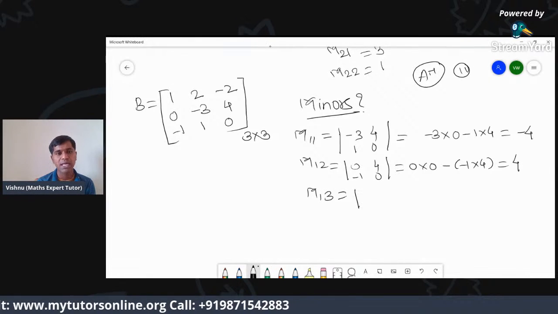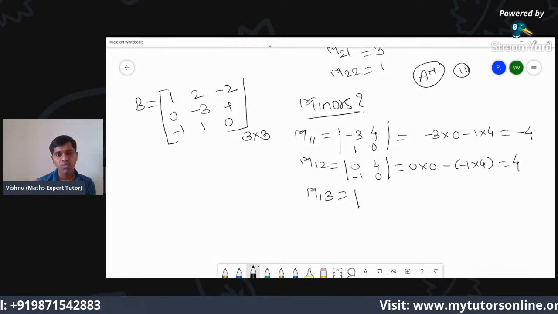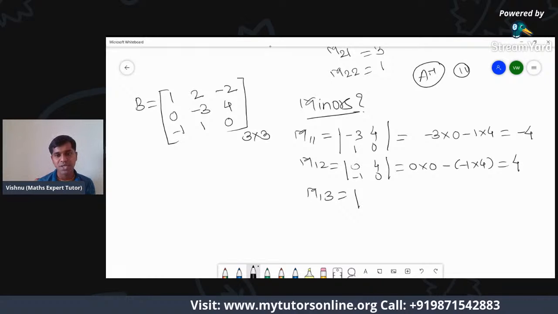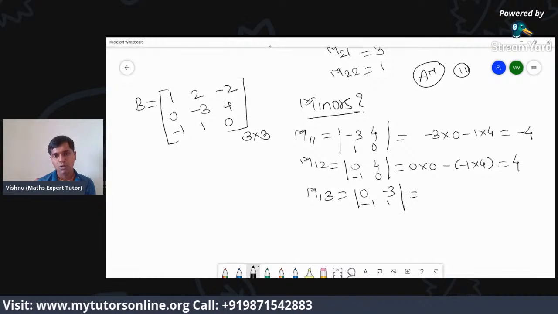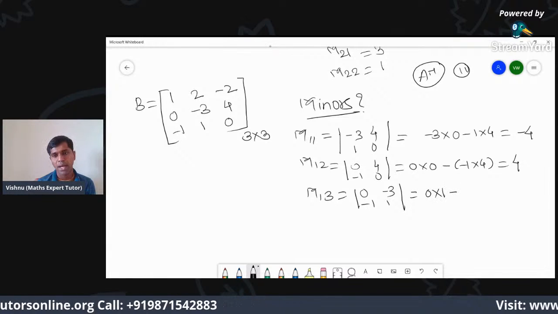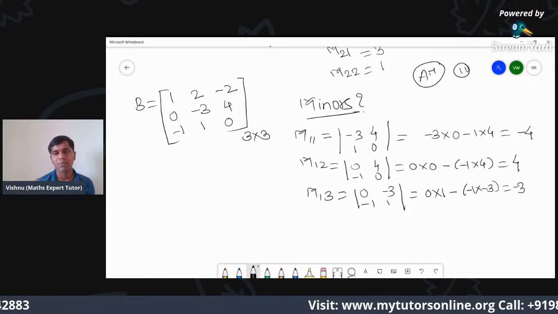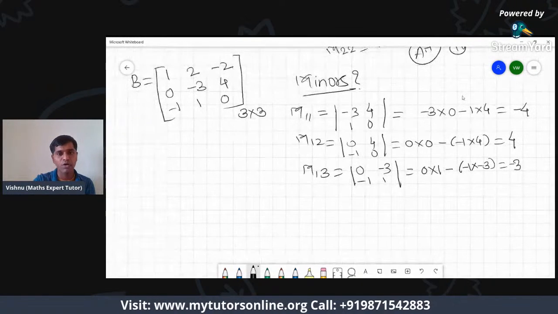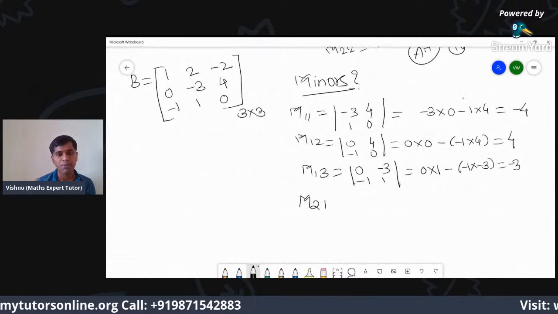M13. So the first row will get completed now. First row and third column. So 0 minus 1 minus 3 1. That is 0 into 1 minus of minus 1 into minus 3. So it is going to be minus 3. First row is completed. I hope it is clear. Let us go for M21.